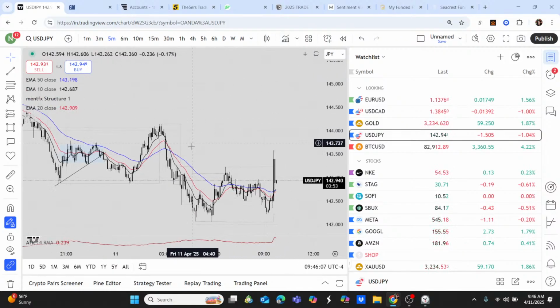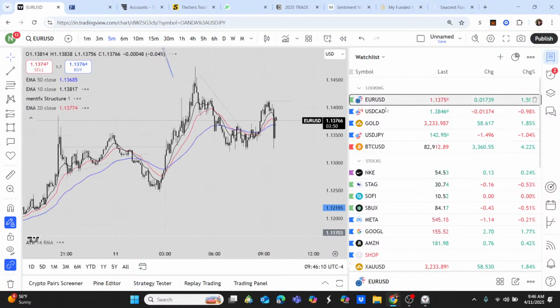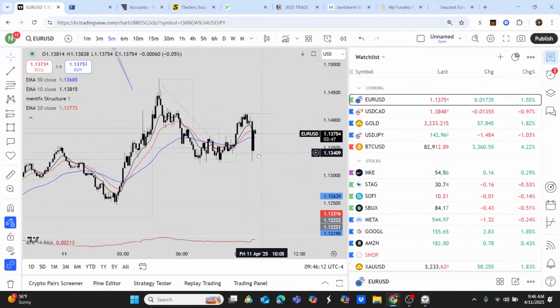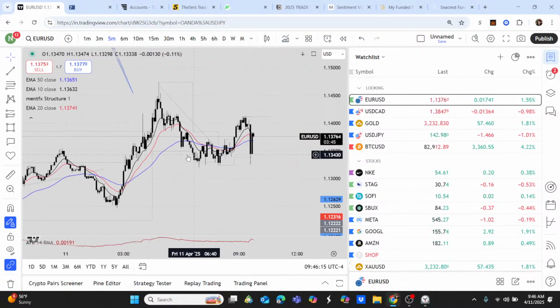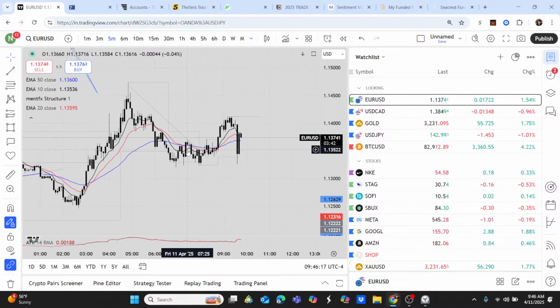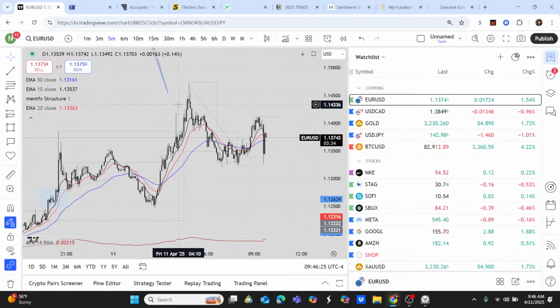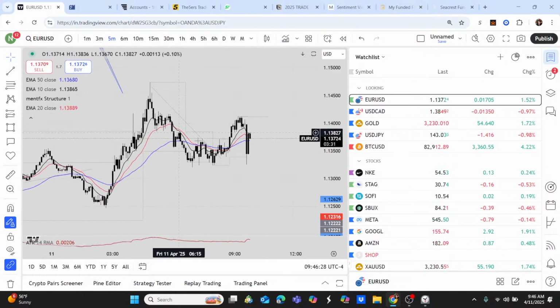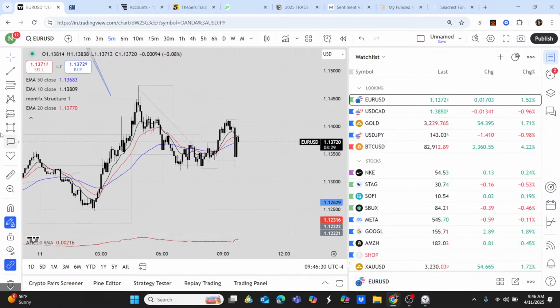The only one I don't like how this looks. The only one that really looks clean is, oh wow. USD just fell down like that. So it's not consolidated. So we have a move down.